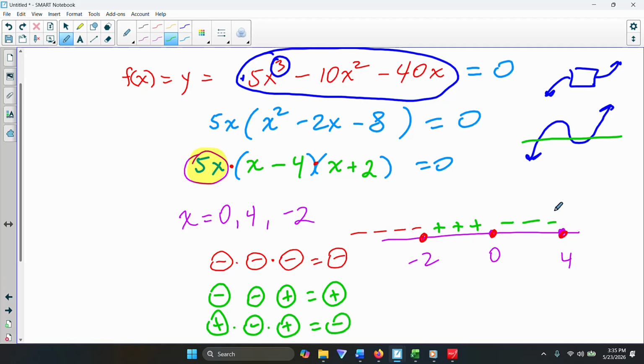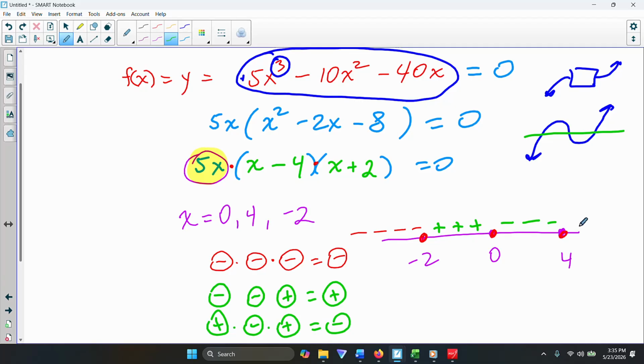In this interval, which represents this right here, the dip below the x-axis. How far does the dip go? I don't know. For all I know, it's kind of like this. We don't know how far it goes. I just know it's negative, and that's all I care about.